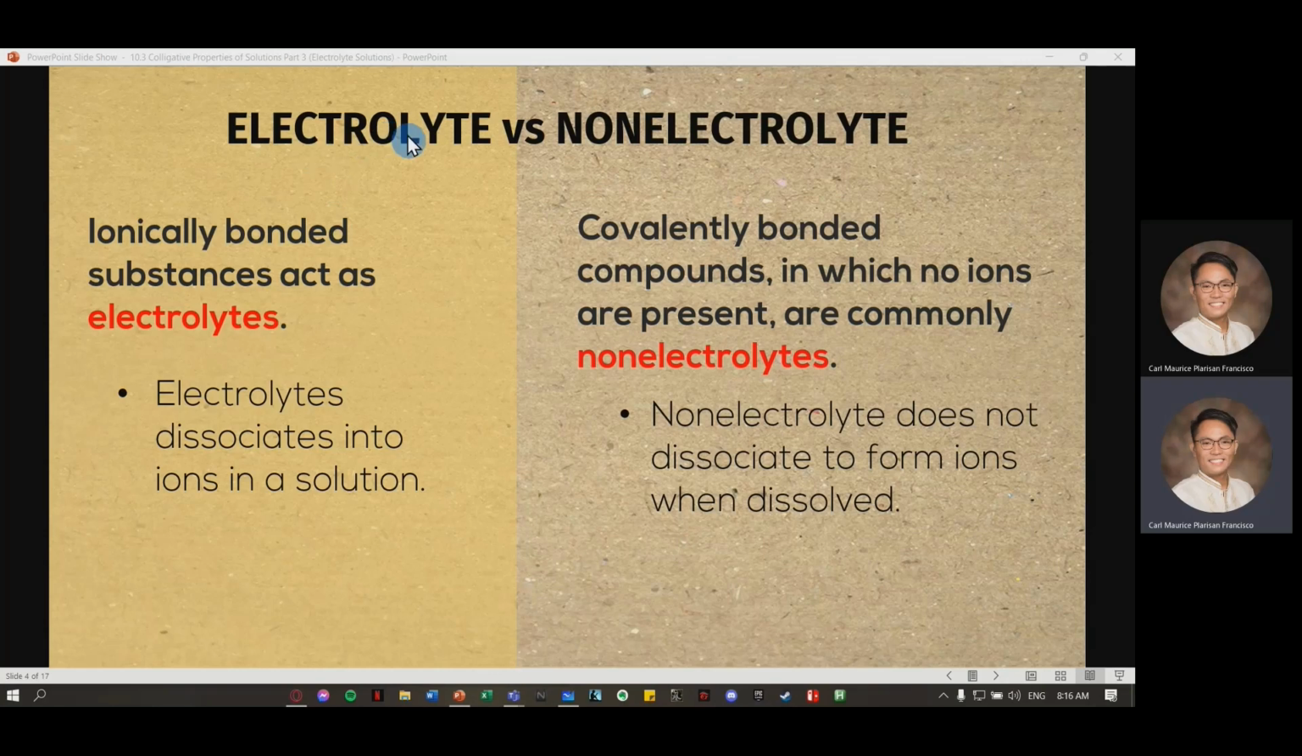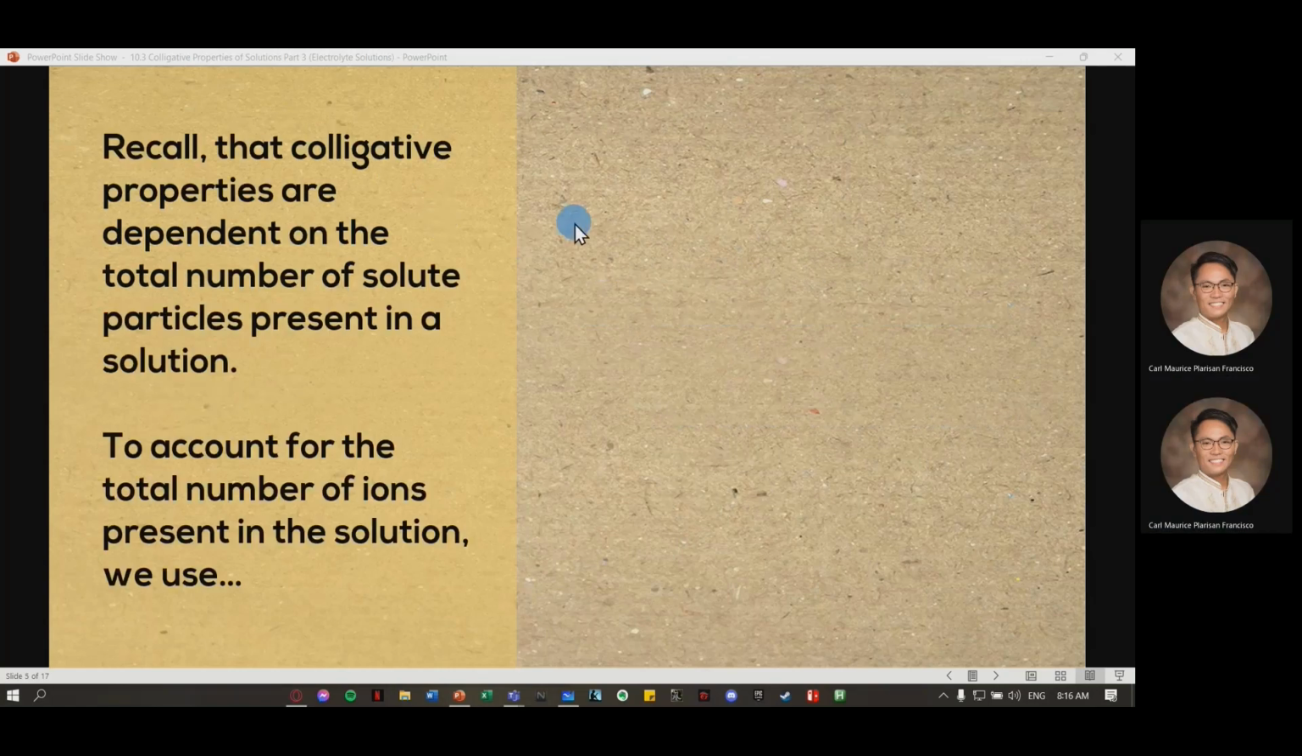So that is why electrolyte compounds or electrolyte materials can conduct electricity, and then non-electrolyte compounds or materials or substances cannot conduct because they do not form ions. Okay, so that's the main difference between your electrolyte and non-electrolyte. For this particular lecture, we are actually focused on electrolyte solutions. Okay. Recall that colligative properties are dependent on the total number of solute particles present.